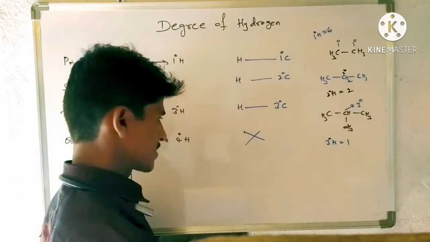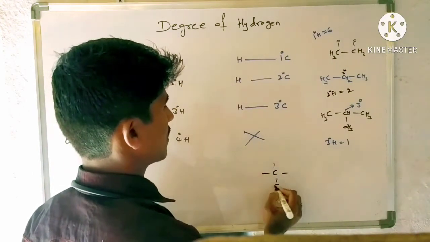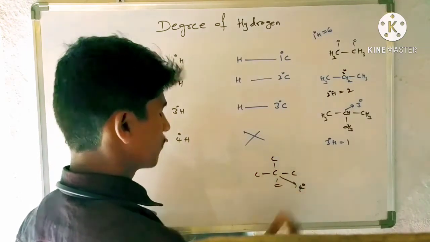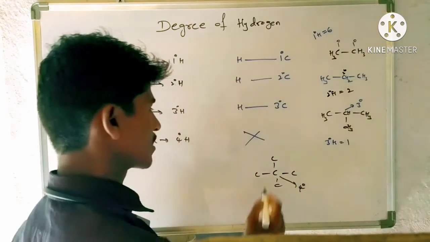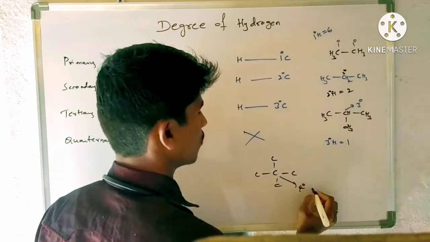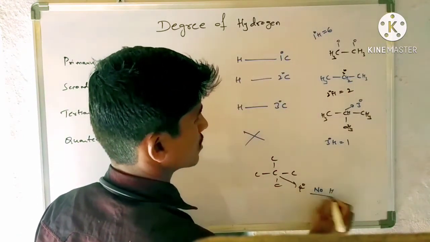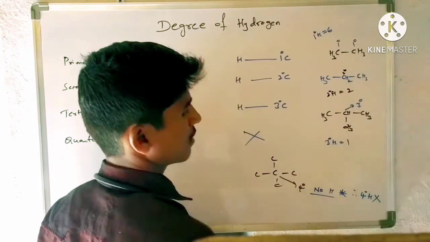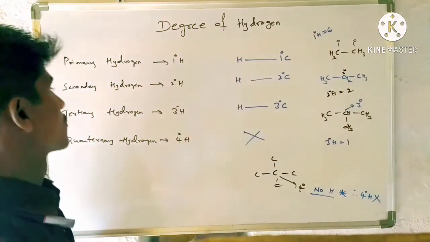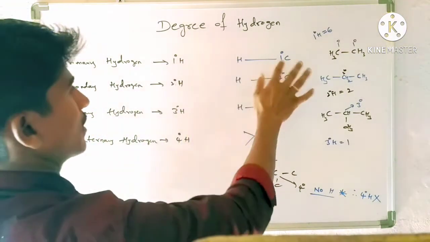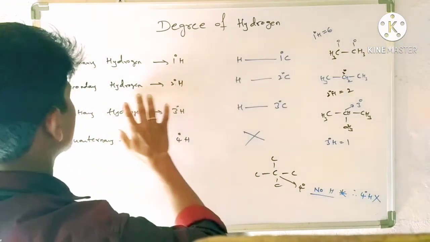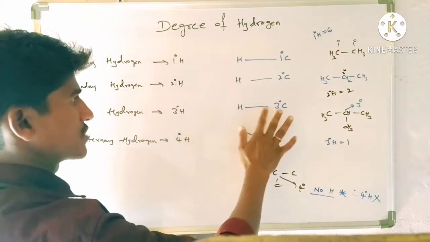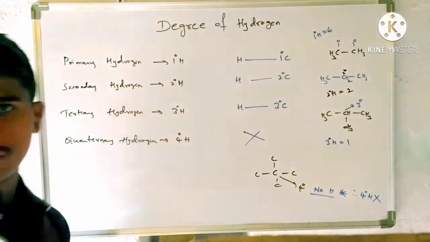Here, quaternary. Let us see that. This carbon is called quaternary carbon. Is there any possibility to have hydrogens? No. Why? Because it already has 4 bonds. So quaternary hydrogens are not possible. The hydrogens connected with primary carbons are known as primary hydrogens. The hydrogens connected with secondary carbons are known as secondary hydrogens. The hydrogens connected with tertiary carbons are known as tertiary hydrogens.